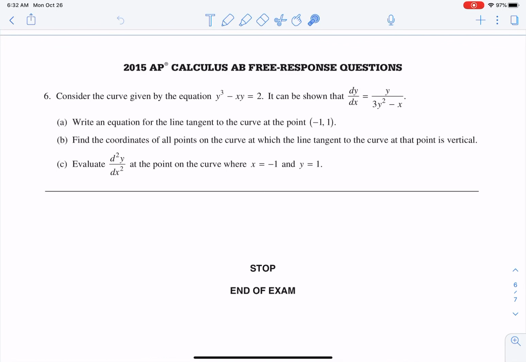And then finally, part C, evaluate d2y over dx2 at the point on the curve where x is equal to -1 and y is equal to +1. What does this mean? Does this mean that we're supposed to square the derivative? No, it means that we're supposed to take the second derivative. And again, both finding the first derivative and finding the second derivative involves what this lesson is all about, which is called implicit differentiation.